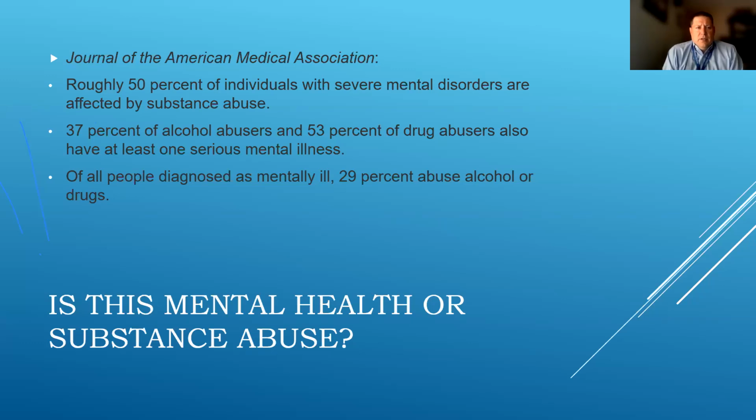The Journal of American Medical Association says that roughly 50% of the individuals who have severe mental disorders are affected by substance abuse. Roughly 40% are alcohol abusers, 50% are drug abusers that also have mental health illnesses. And of all the diagnoses of mentally ill in the United States, about 30% use either alcohol or drugs. So when we have this discussion and we're talking about this population, there are a lot of interconnections, as we found, when we're dealing with whether it's substance abuse or mental health, or a combination of both.